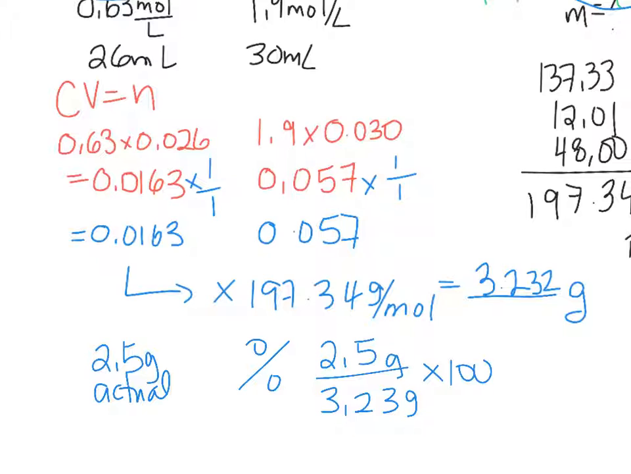One of your products is always going to be a solid for these types of reactions. This one's barium carbonate. How much? 77.4. So he had 77%. Maybe he should have been working with Hussein.